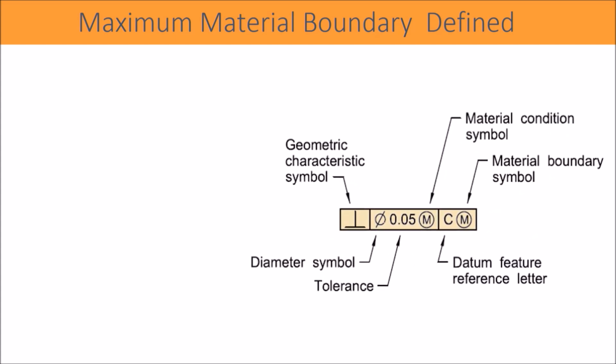In the given control frame, a symbol of material boundary is shown. It is also named MMB. The symbol is exactly the same as maximum material condition, normally called MMC. Only the placement of the symbol is the differentiator. In control frame compartments, it identifies whether it is MMC or MMB. If it is at a datum, it is called MMB.